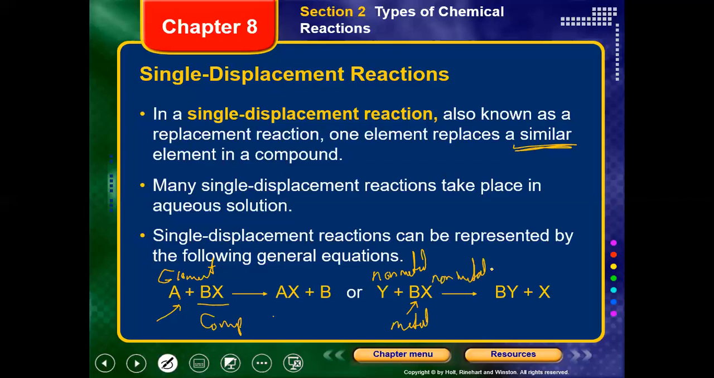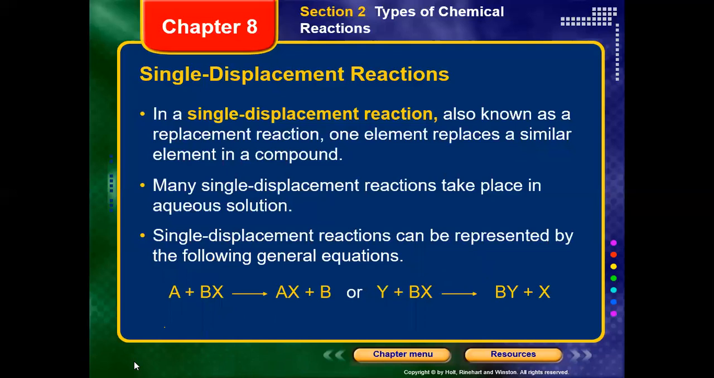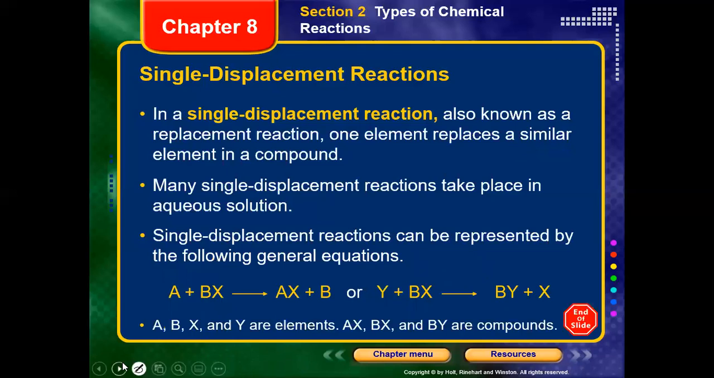Okay, so Y will fight with X. If Y is more active than X, it can replace X, or take the position of X, and a new compound is formed, BY plus X. We write BY, not YB, because as I mentioned, always the positive ion comes before the negative ion.